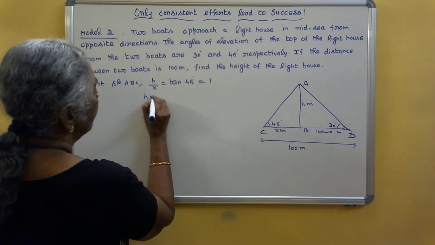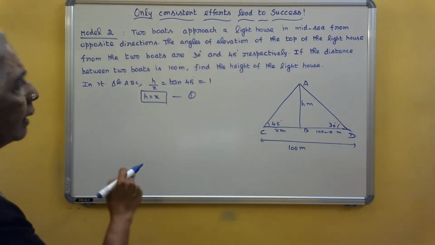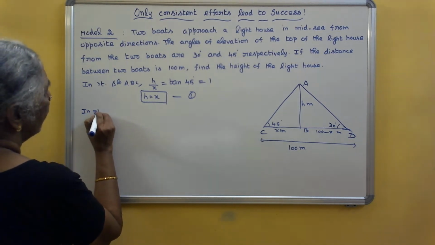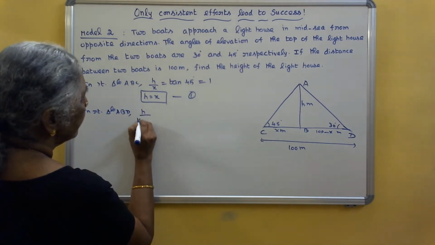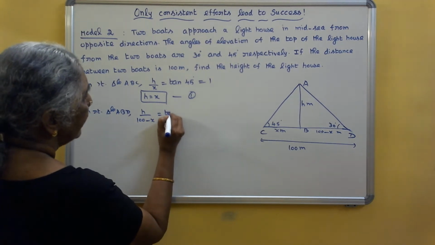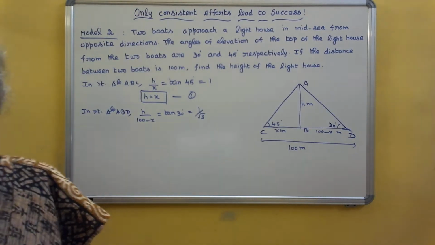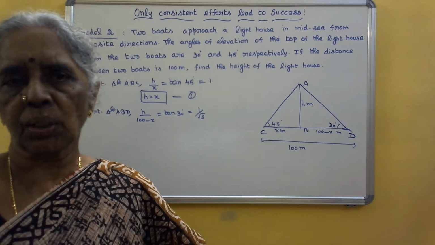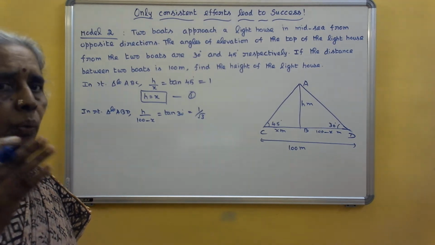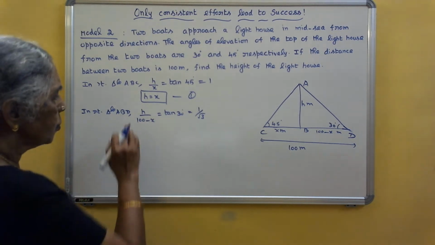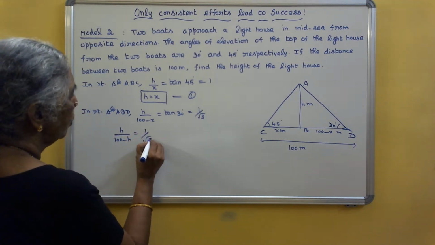Okay. So you get H is equal to x. Now you consider the other triangle. In right triangle ABD, h by 100 minus x, that is equal to tan 30, which is 1 by root 3. Now what do we want? We want h. So the x I will replace by h. So always what you want to find out, you retain that letter. So you will get h by 100 minus h, that is equal to 1 by root 3.